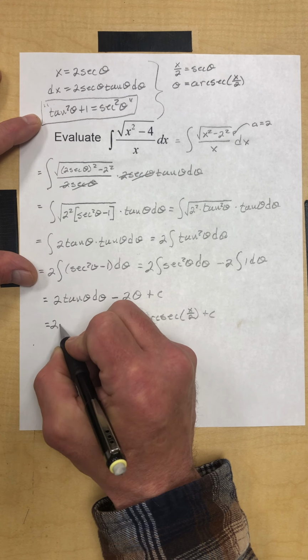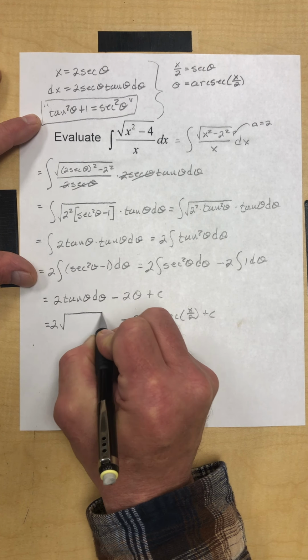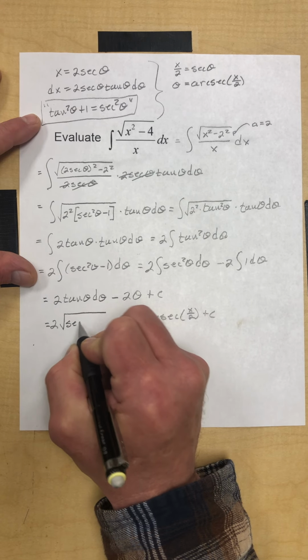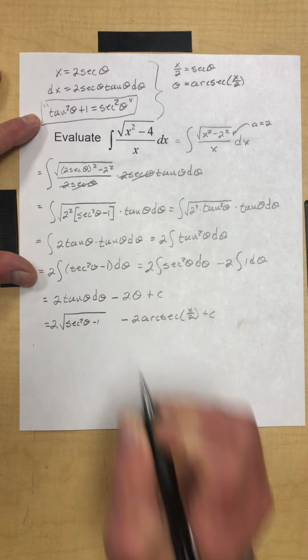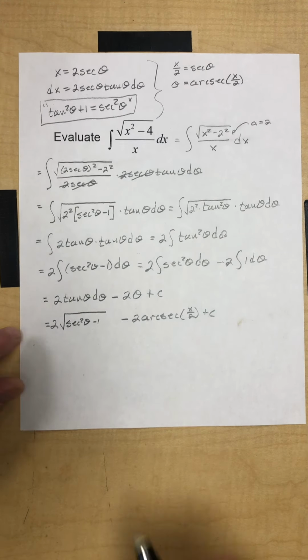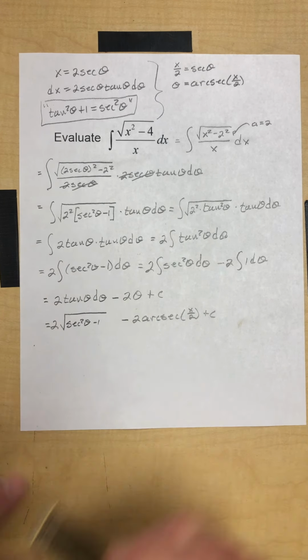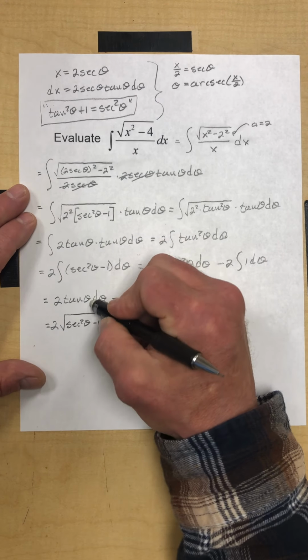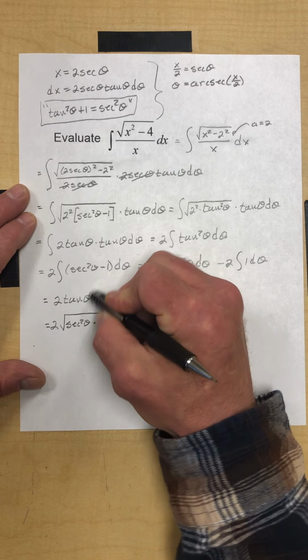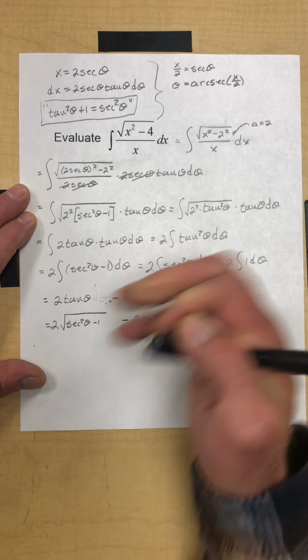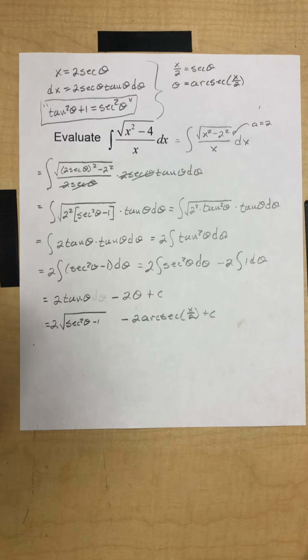So we get 2 times the square root of secant squared theta minus 1. And I just noticed something here. Why do I have this d theta here? I don't know why I have that guy there. That guy shouldn't be there. We integrated already, so that d theta is gone. I have no idea why I left it there.